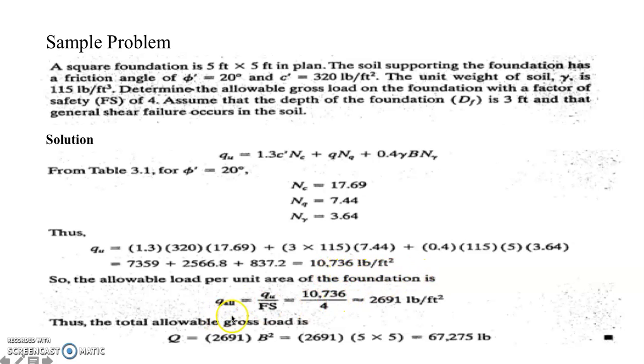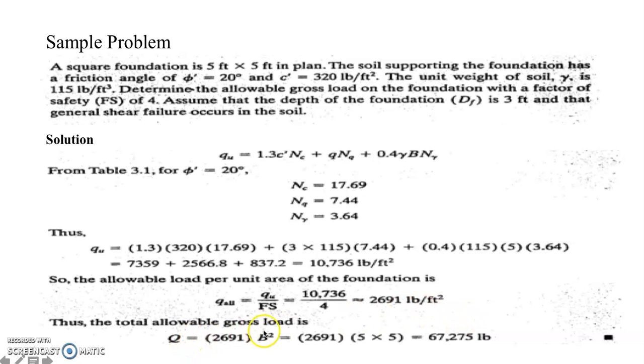If you're going to compute for the allowable load per unit area of the foundation, you simply have to divide our ultimate bearing capacity by our given factor of safety, which is 4. So you obtain approximately 2,691 pounds per square foot.